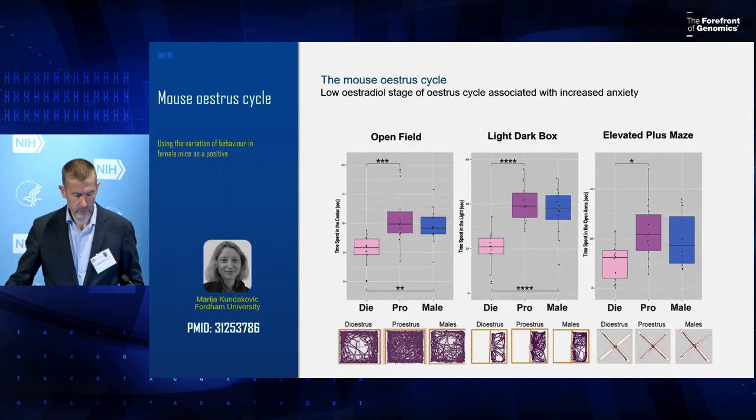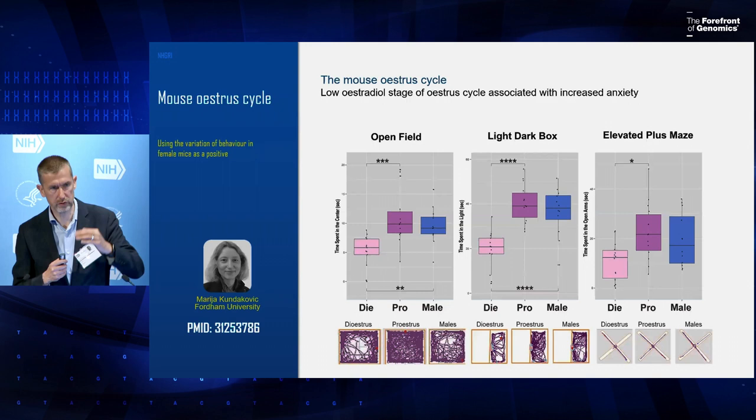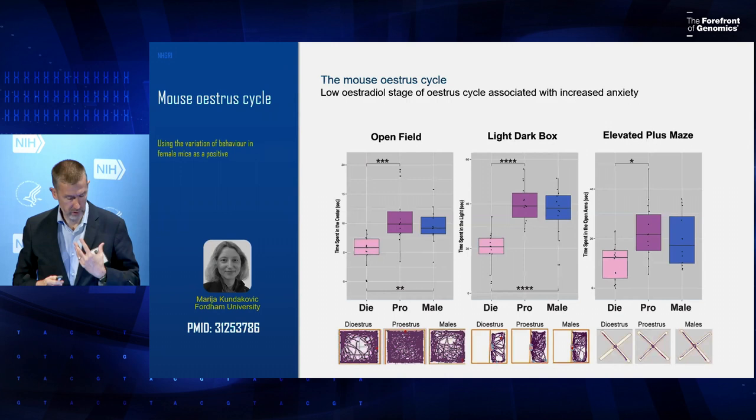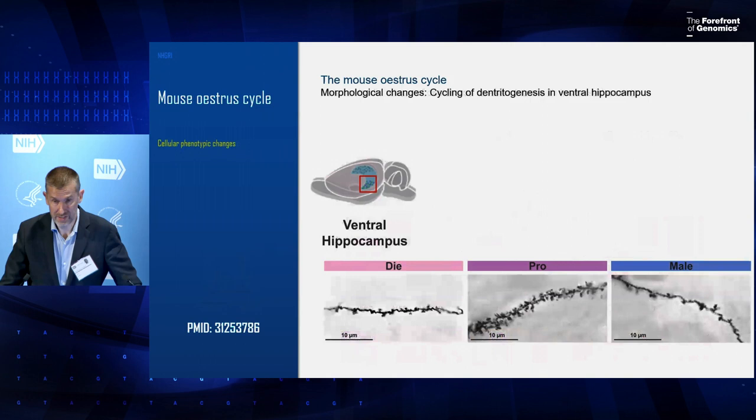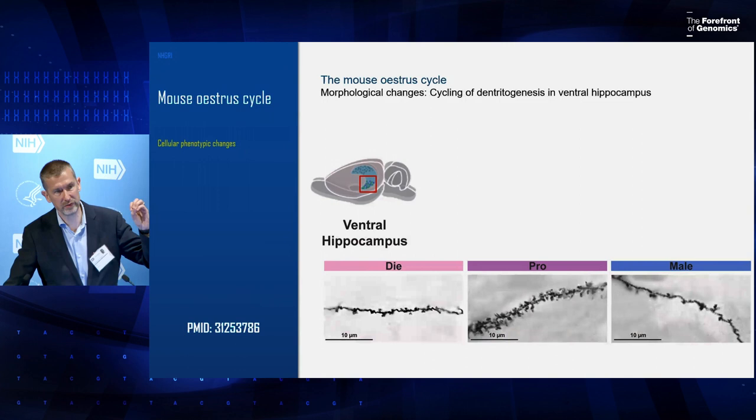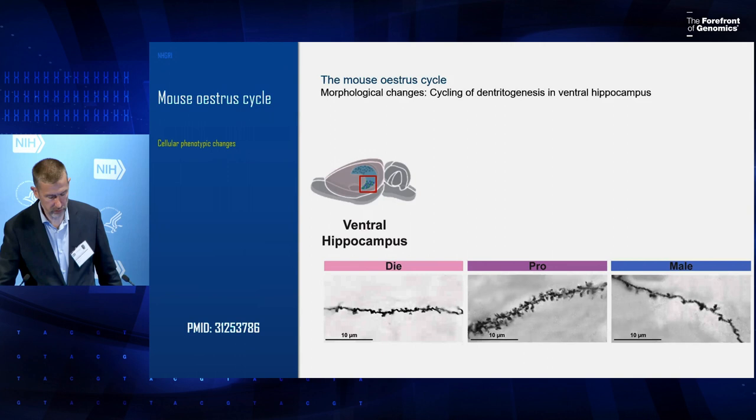So it is well known that if you're in a low estrogen state as a female mouse, you are much more timid, whereas the high estrogen state, which is like a 4 to 5 day period, causes you to be much more bold and less anxious. There are actually some cellular phenotypic changes that she's found. The ventral hippocampus actually undergoes a lot of dendritogenesis in response to the estradiol being at high levels, and that regresses as the estradiol goes down. So there's this amazing remodeling that's happening of dendritic connections in the ventral hippocampus.